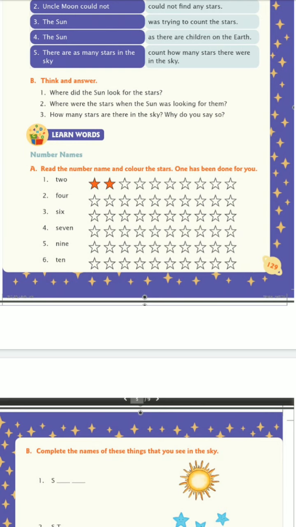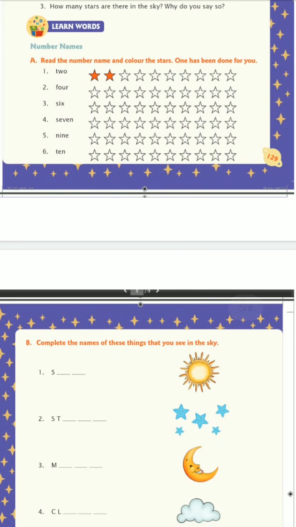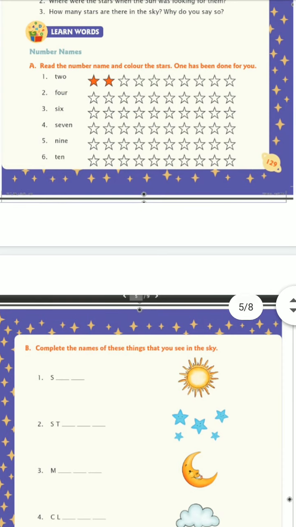Now we will have a look at the number names. In the learn words portion, there are some numbers given to us, like 2, 4, 6, 7, 9 and 10. In front of them, there are stars. You have to color the stars according to the number given. Like the first one is done for you: 2, so 2 stars are colored.